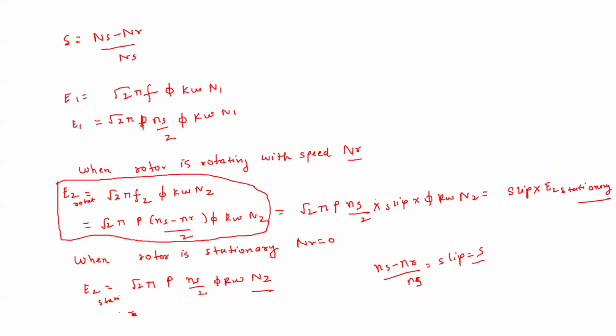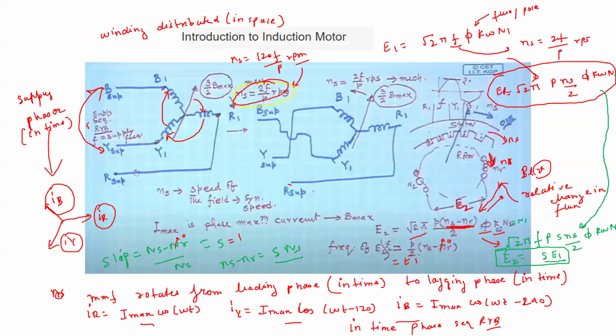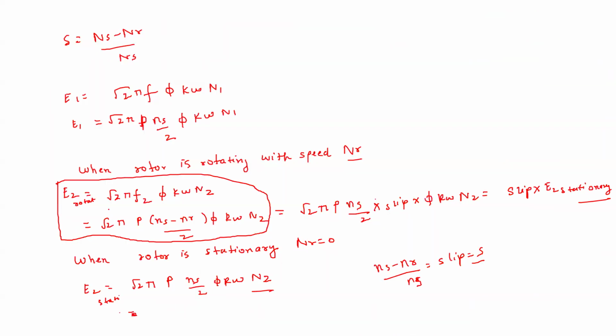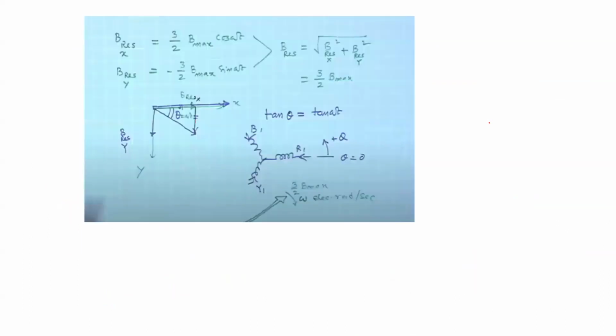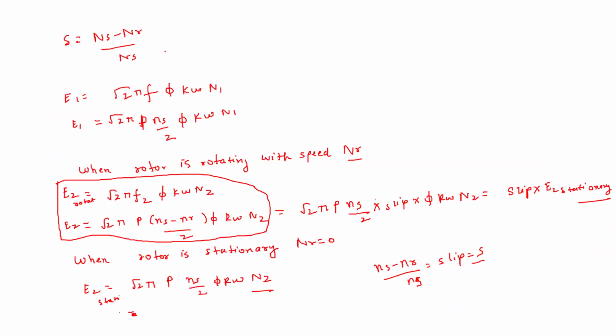Why was this E2 EMF induced? Because of the relative speed difference between the rotor and the rotating magnetic field, which is ns minus nr. For the EMF induced in the stator, the relative speed is ns only because the stator is stationary. The relative speed will be ns minus 0, because the stator speed is 0. The stator is fixed in place.